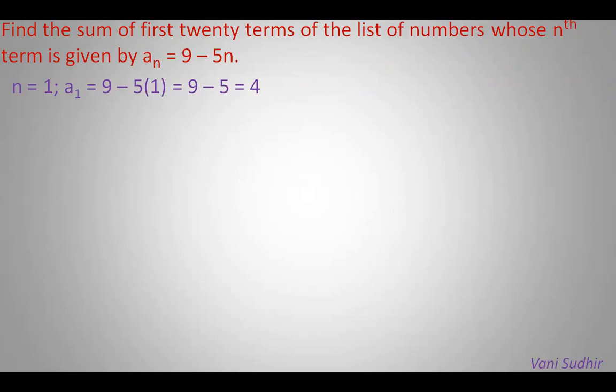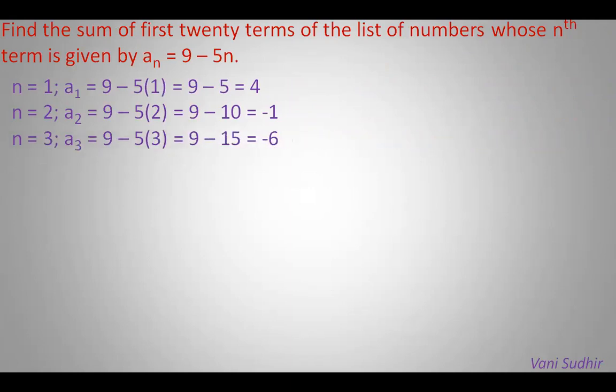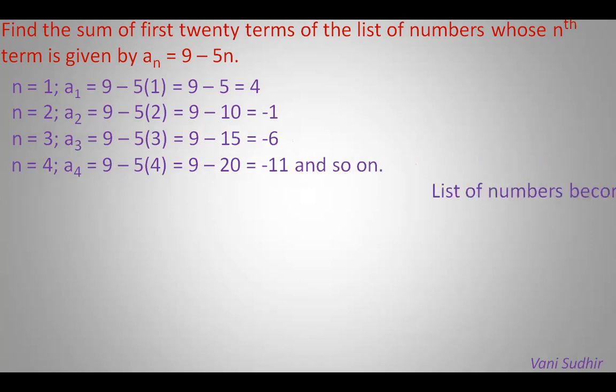If you take n value 1, we'll get the first term. Then a1 is the difference of 9 and 5 times 1, that is 4. If you take n = 2, the second term is the difference of 9 and 5 times 2, that is 9 minus 10, which is minus 1. If you take n = 3, 9 minus 5 times 3 gives the difference of 9 and 15, that is minus 6. The fourth term is 9 minus 5 times 4, that is 9 minus 20, minus 11, and so on.